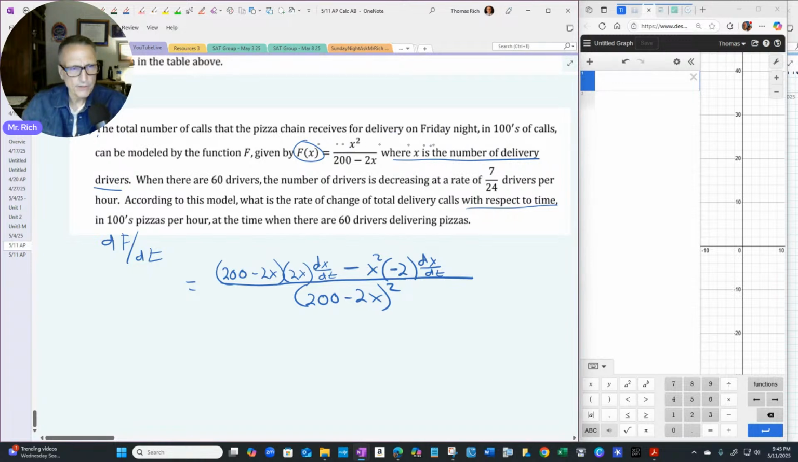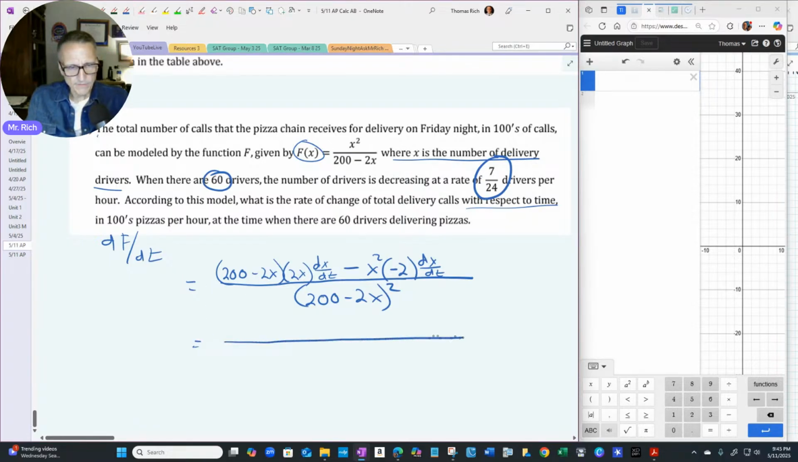All right, so that is our derivative of f with respect to time. And x is the number of delivery drivers, so we know what we're plugging in. Our x is going to be 60. I assume they picked this 7/24 rate, and that's a decreasing rate, so we've got to put a negative in for dx/dt. But I assume that's going to make the math easy. We are about to find out.